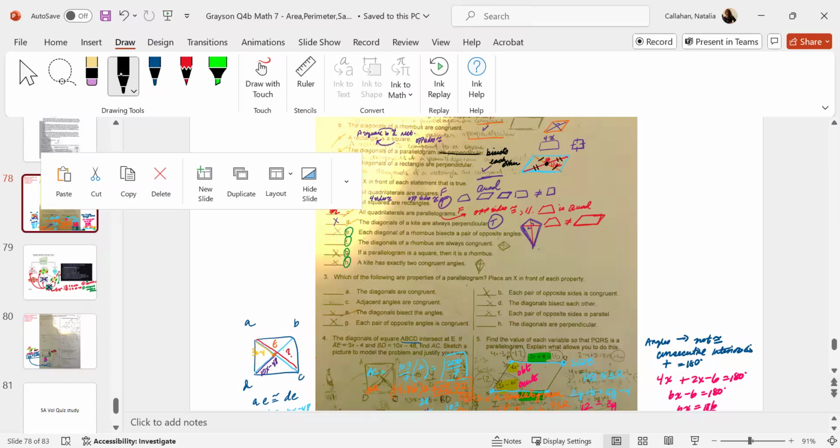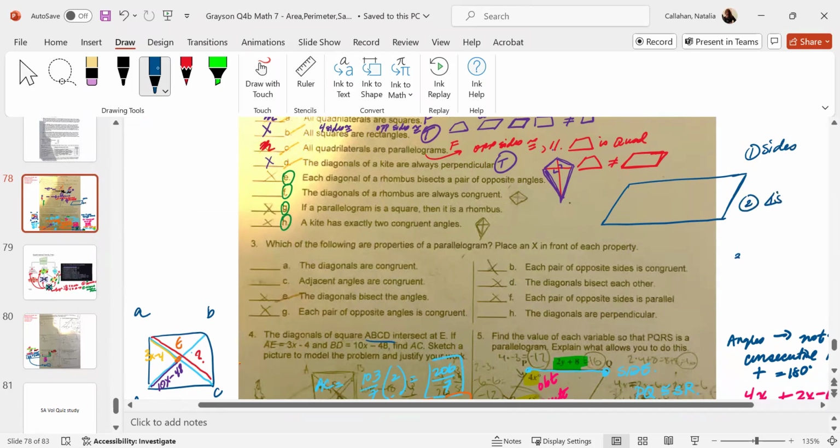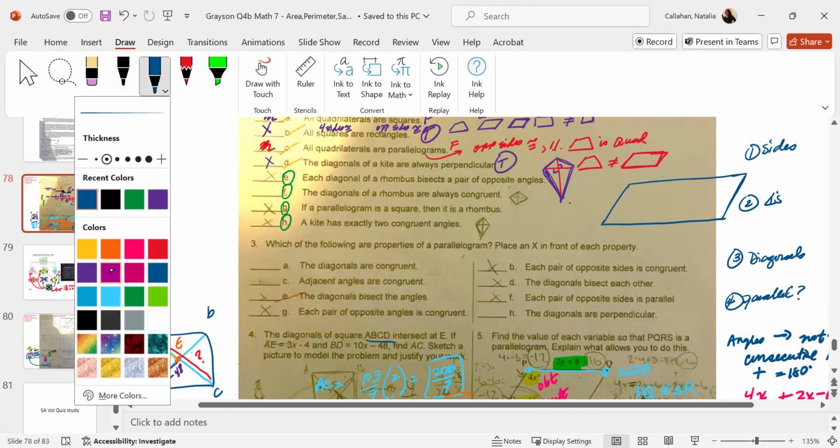So let's go back to this. Which of the following of a parallelogram? I want you to tell me all the, okay, so first draw a parallelogram. And then tell me, what do you know about this? On your paper, draw a parallelogram. I want you to tell me, what do you know about the sides? What do you know about the angles? What do you know about the diagonals? What do you know about what's parallel? So label all that for me. When you're ready, let me know.